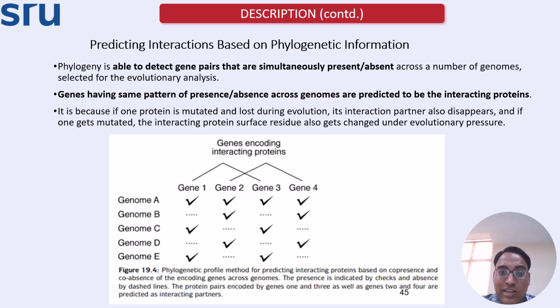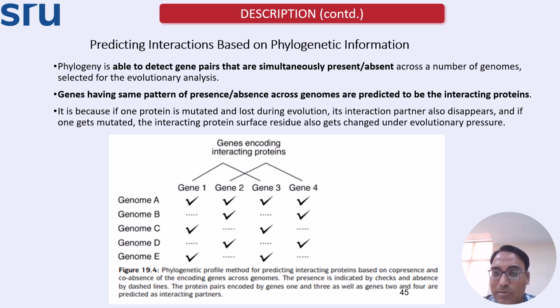See here, genes encoding interacting proteins. I'm just calling them genes: gene 1, gene 2, gene 3, gene 4, present in genomes A, B, C, D, E. In genome A, all four genes are there, of which only one is present in genome B and genome D also. Gene 1 is present in genomes A, C, E. Gene 3 is also present in A, C, E. Gene 4 is present in A, B, and D.